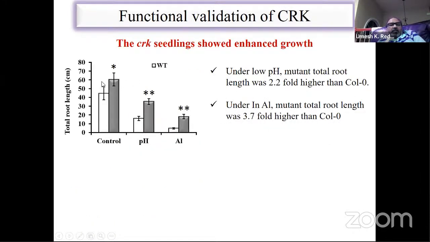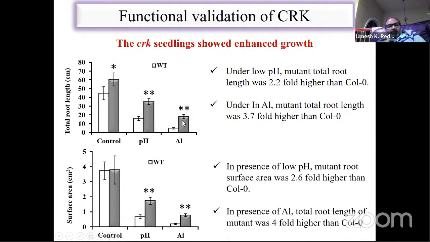You can see clearly in control also this mutant is showing better than wild type. And in low pH, you see how superior it is comparatively to wild type. And in the low aluminum condition also, how much better it is. So similarly, in root length and root surface area, the mutant is showing better.